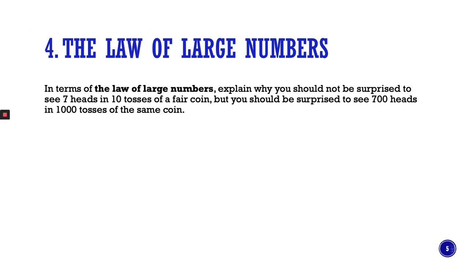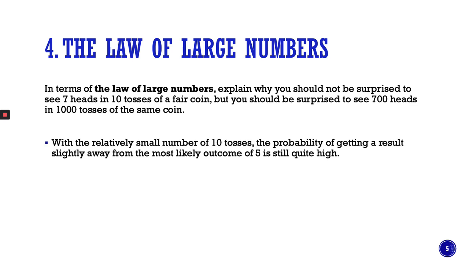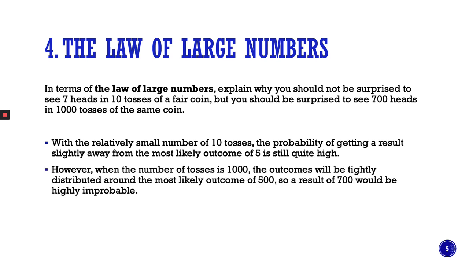So, in terms of the law of large numbers, explain why you should not be surprised to see 7 heads in 10 tosses of a fair coin, but you should be surprised to see 700 heads in 1,000 tosses of the same coin. With a relatively small number of 10 tosses, the probability of getting a result slightly away from the most likely outcome of 5 is still quite high. However, when the number of tosses is 1,000, the outcomes will be tightly distributed around the most likely outcome of 500. So a result of 700 would be highly improbable.